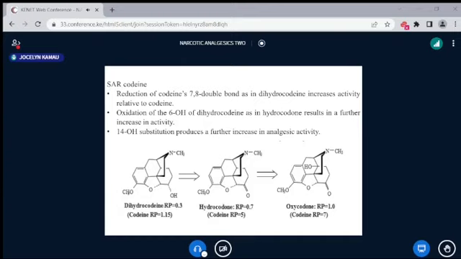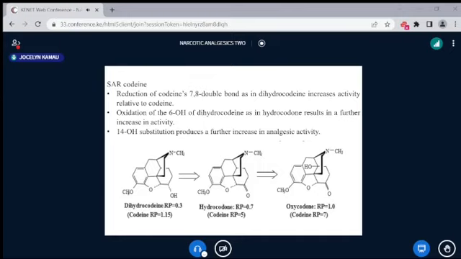So again, you can have dihydrocodeine where you have removed that group, because you have only done one thing. You are seeing the activity is not much increased. If you have hydrocodone, codeine relative potency is 5. Hydrocodeine relative potency is 0.7. Then oxycodone relative potency is 1. Codeine relative potency is 7.